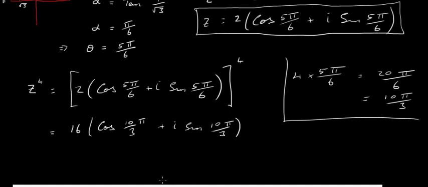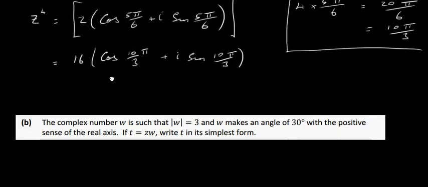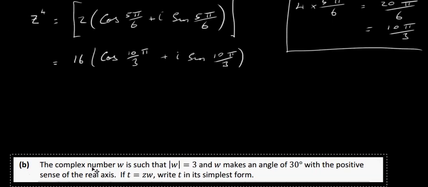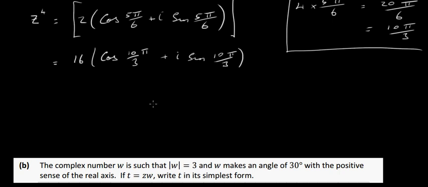Okay, so this is our complex number in polar form. It says that we've got to write this in rectangular form, or in the form a plus b root c i. So let's have a look at this. This is 10 pi over 3. I'll just move this down a little bit to give myself some room. Okay, so we have this 10 pi over 3 here. We've got to work out the cos of that.